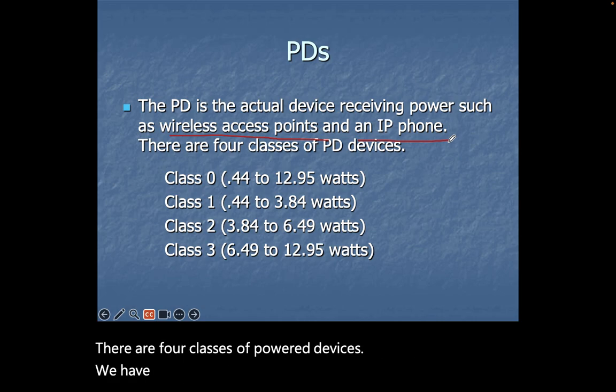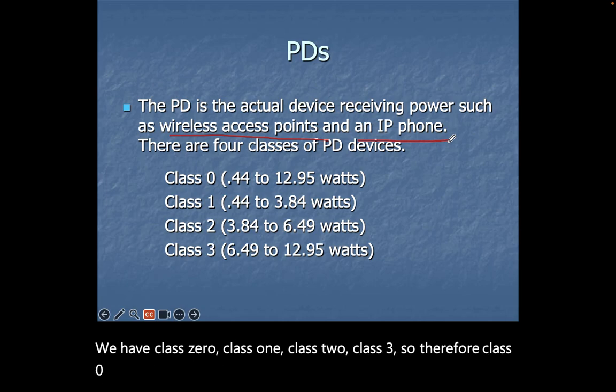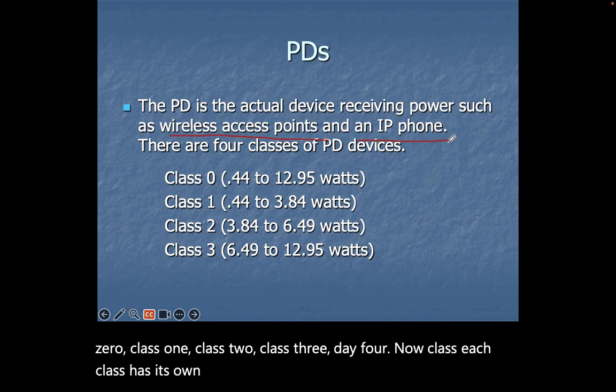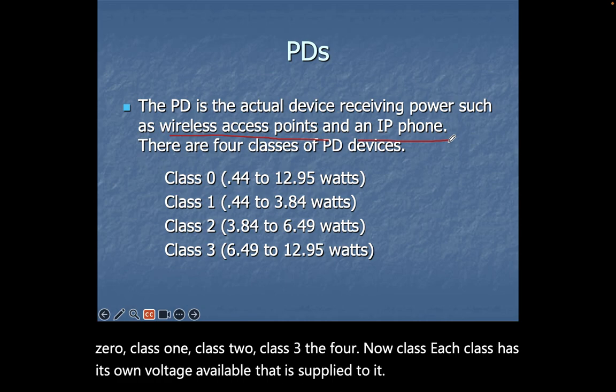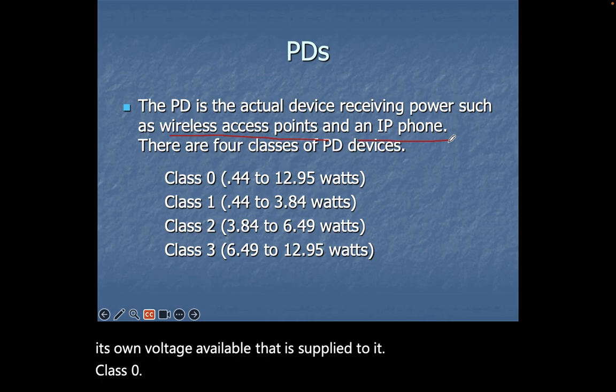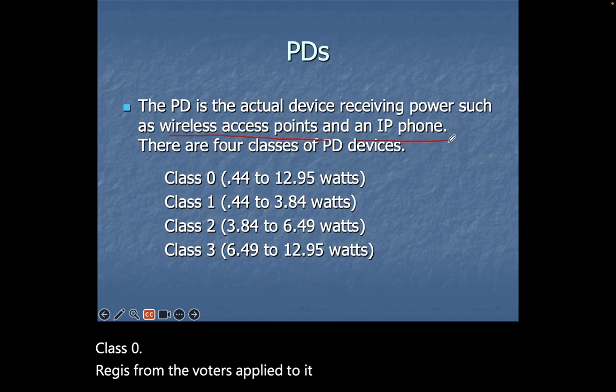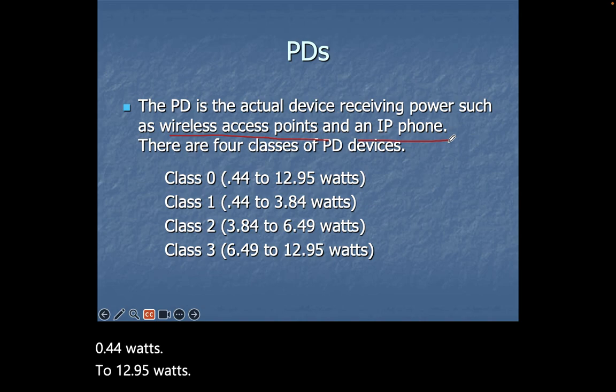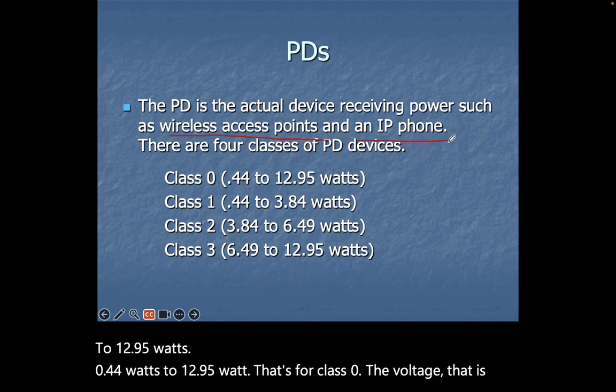We have class 0, class 1, class 2, class 3. Now each class has its own power available that is supplied to it. Class 0 ranges from 0.44 watts to 12.95 watts. That's for class 0, the power that is available for class 0.